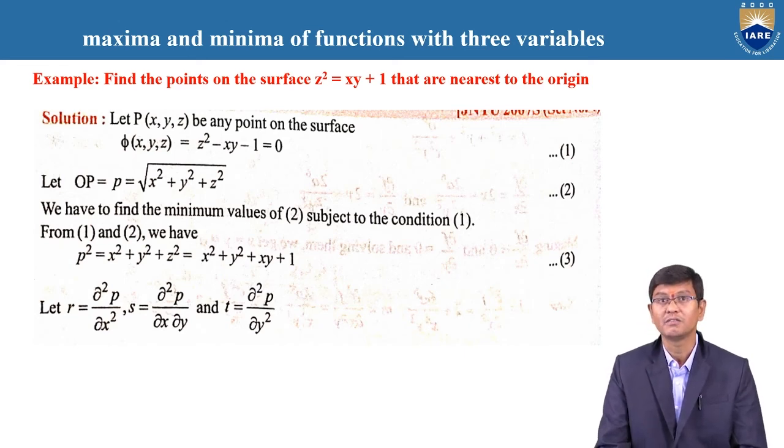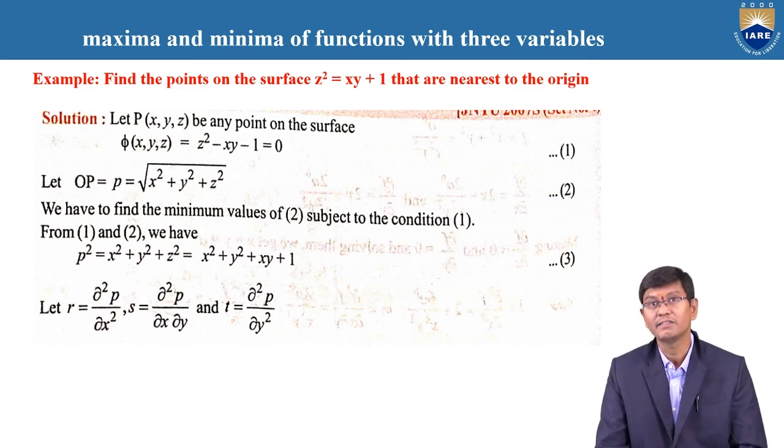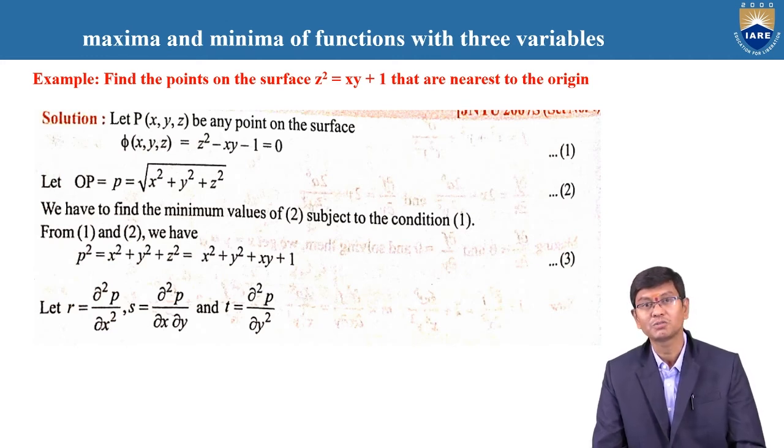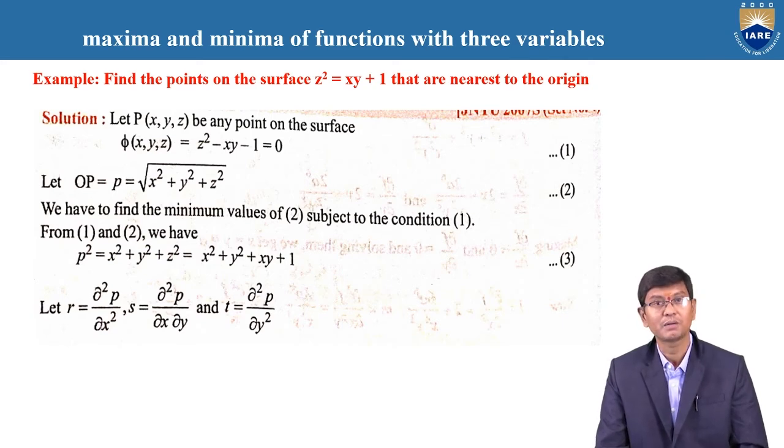But in this equation, we know that z square is already given by the function, that is xy plus 1. Therefore, by using the given equation, when we replace z square in this equation, the square root of x square plus y square plus z square is the LHS. Squaring on both sides, the square root is eliminated, so p square is equal to x square plus y square plus xy plus 1. Here we clearly obtain it in terms of two variables.